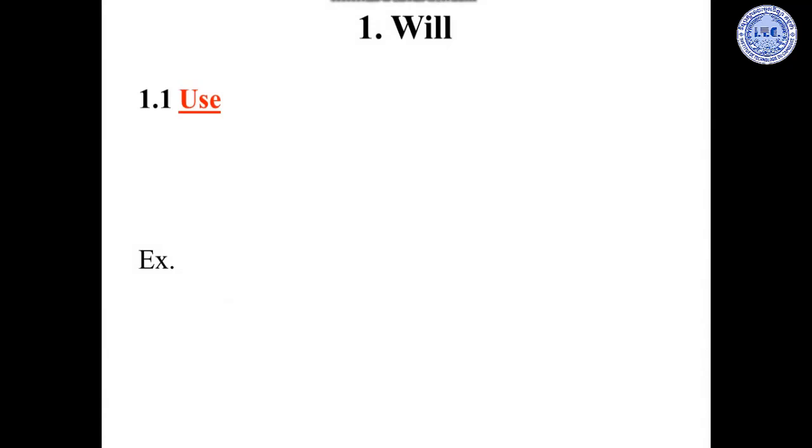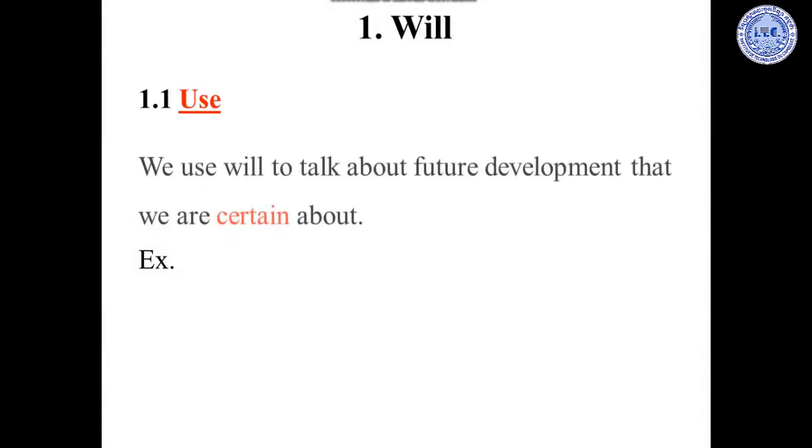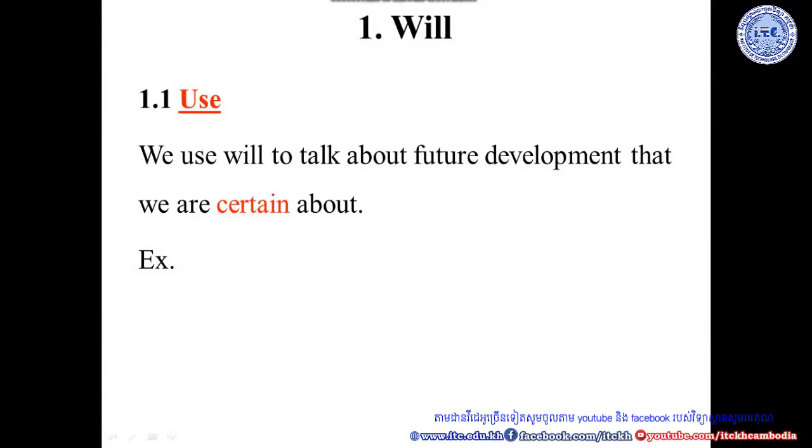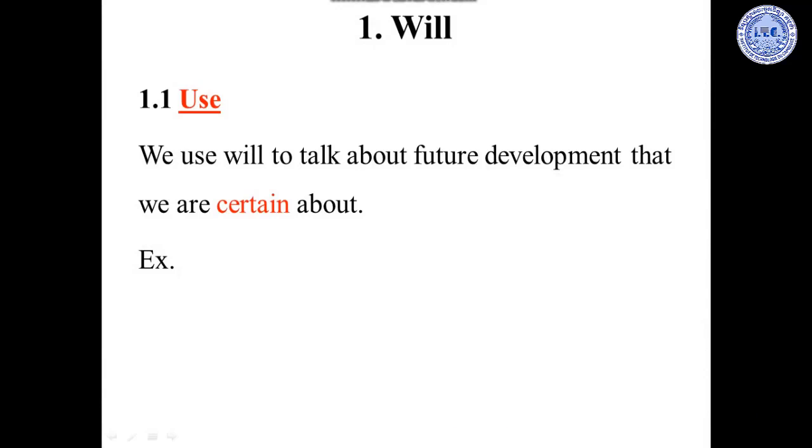Okay, first we're going to talk about the use. When do we use will to talk about prediction? We use will to talk about future developments that we are certain about, which means we use will when we want to talk about something that we are certain will happen in the future, that we feel is more likely to happen. Yeah, we feel sure. Let's see the example.